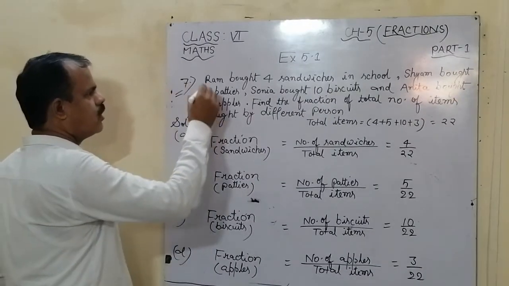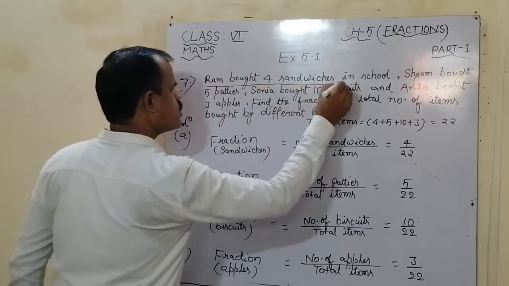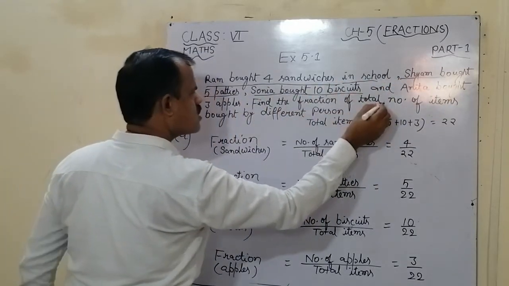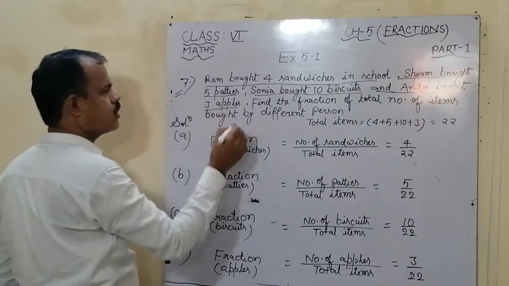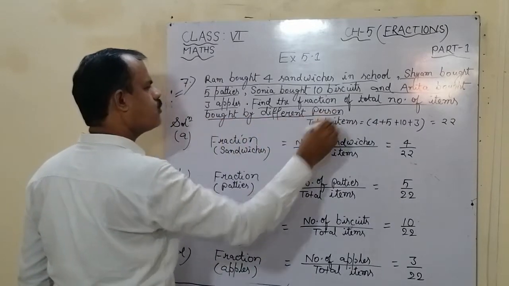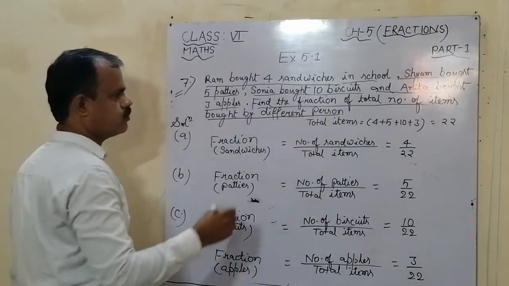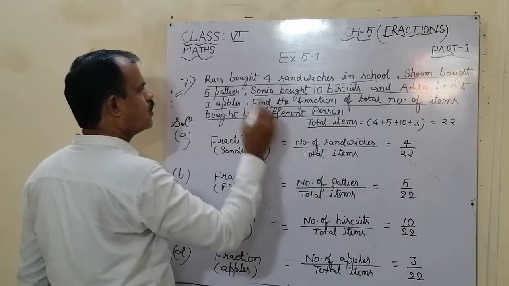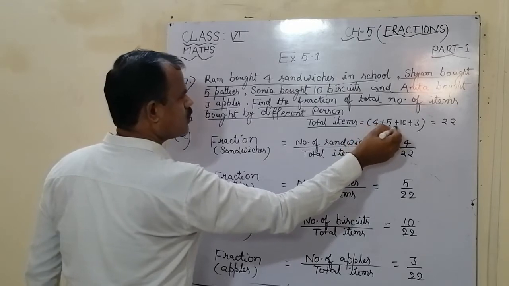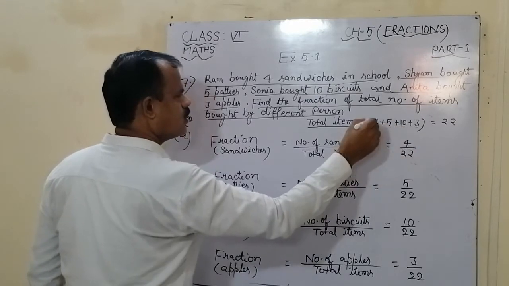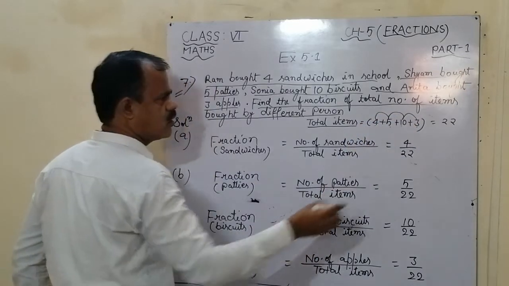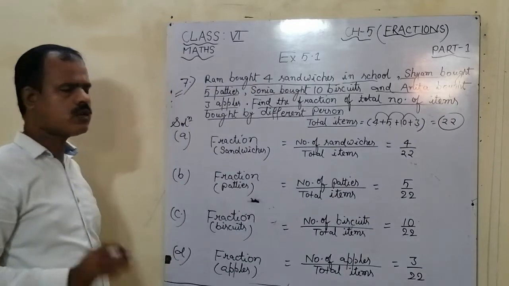Question number 7. Ram bought 4 sandwiches in school. Shyam bought 5 patties. Sonia bought 10 biscuits and Anita bought 3 apples. Find the fraction of the total number of items bought by different persons. So first we find the total items: 4 sandwiches, 5 patties, 10 biscuits and 3 apples. 4 plus 5 is 9, 9 plus 10 is 19, 19 plus 3 is 22. So total items are 22.